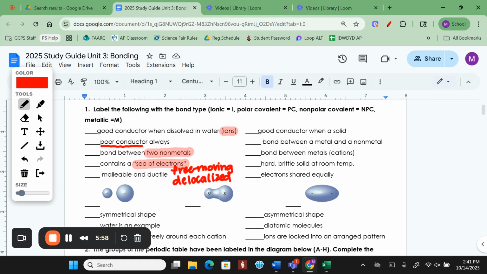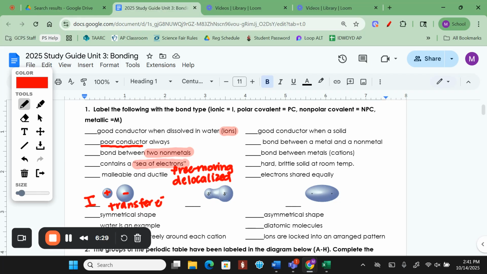If we have a malleable and ductile substance, that comes from a metallic bond. So malleable and ductile is metallic. In this image, we can see that we have a plus and we have a minus sign. These two circles are separate from each other, which tells me that they are not sharing. If I see an image like this, I know that that is representing a transfer of electrons, and that would be an ionic bond.